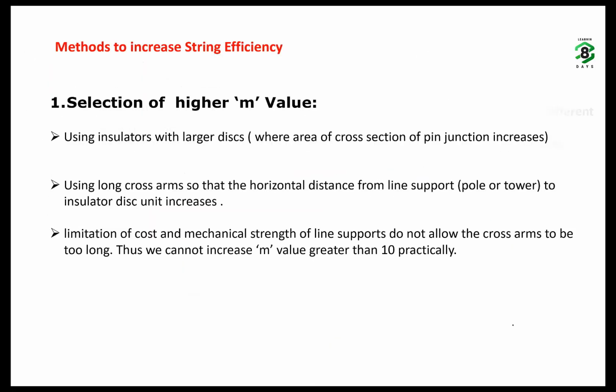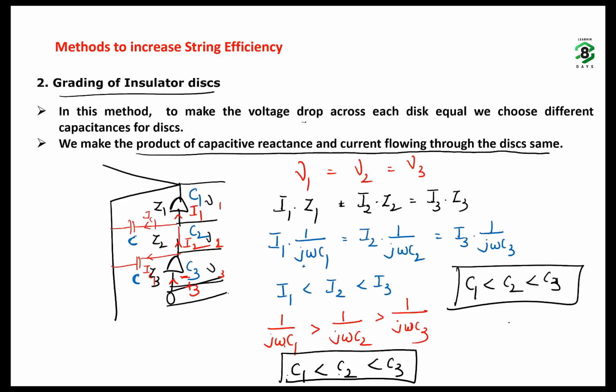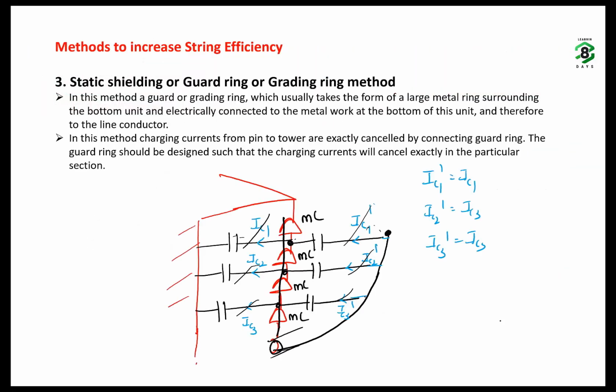The techniques so far are selection of a higher m value by increasing the length of the cross arm, and grading of discs, which practically is not feasible. Another method is static shielding, called the static shielding method or guard ring or grading ring method. In this method, a guard or grading ring, which usually takes the form of a large metal ring surrounding the bottom unit and electrically connected to the metalwork at the bottom of the unit and therefore to the line conductor, in simple language, is simply a metallic link connected to the conductor.